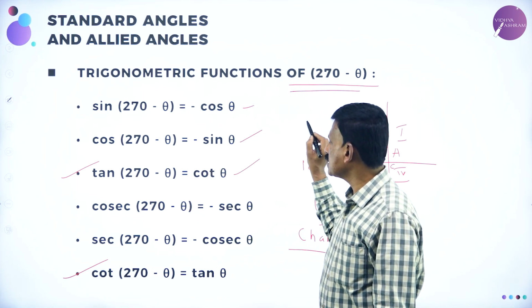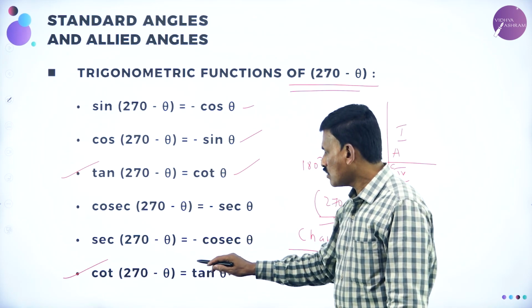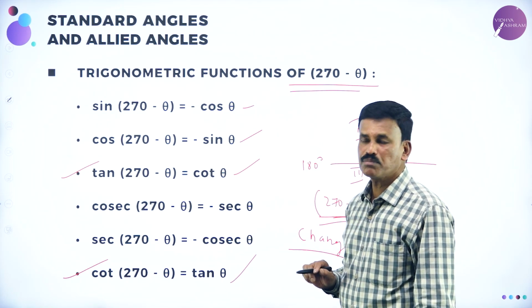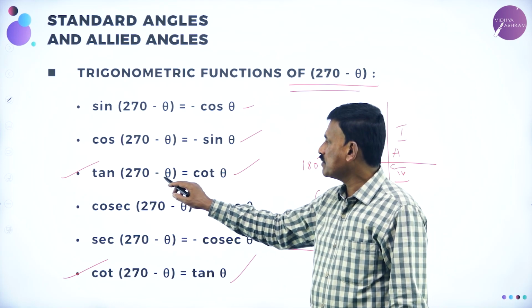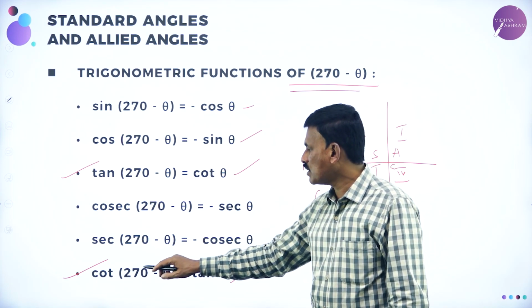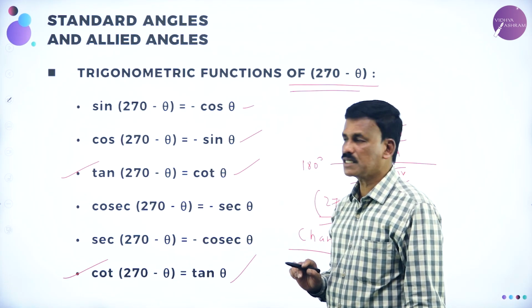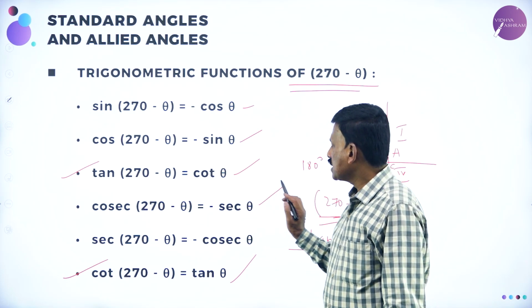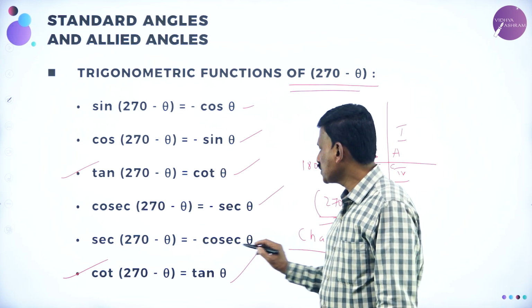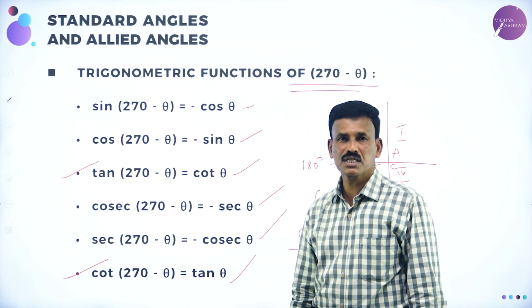Tan 270 minus theta is plus cot theta, cot 270 minus theta is plus tan theta. Cosecant 270 minus theta is minus secant theta, secant 270 minus theta is minus cosecant theta.